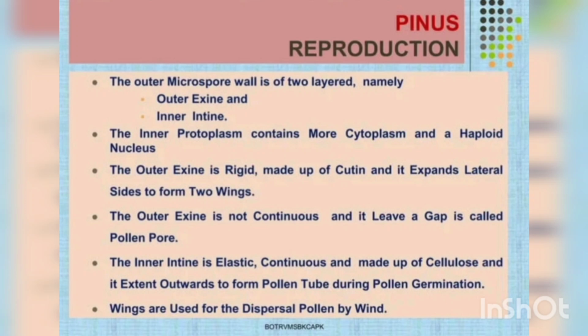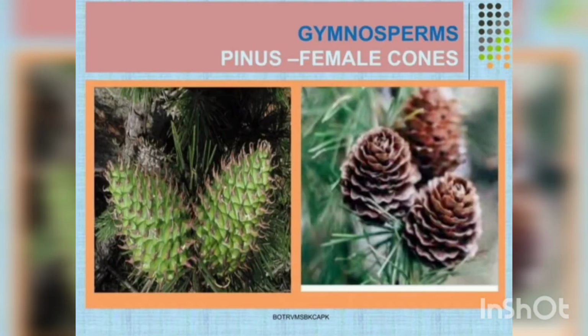Now the inner intine is elastic, and it breaks open to form the pollen tube, which is formed during pollen germination. Because they are winged, these pollen grains are dispersed by wind.